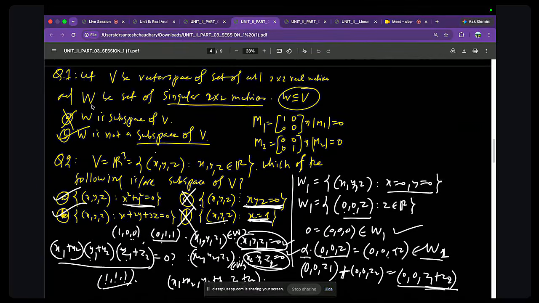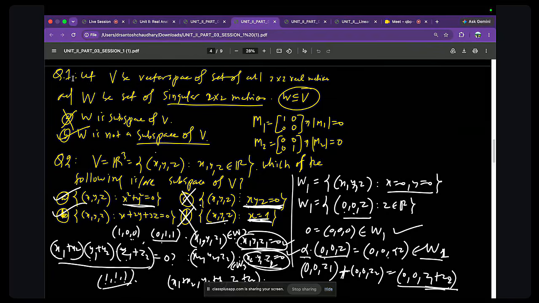Like the first question was that V is a vector space of the set of all 2 cross 2 real matrices. W is a set of singular 2 cross 2 matrices. Now there are 4 options, so W is a subspace, or W is not a subspace. Here you can check W will not be a subspace. Why?